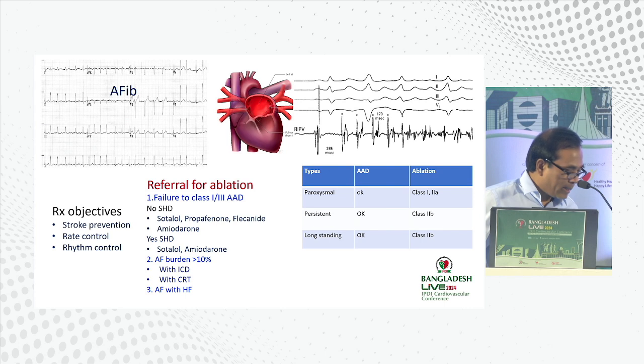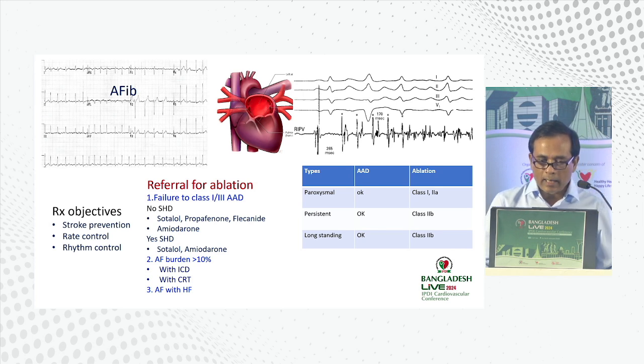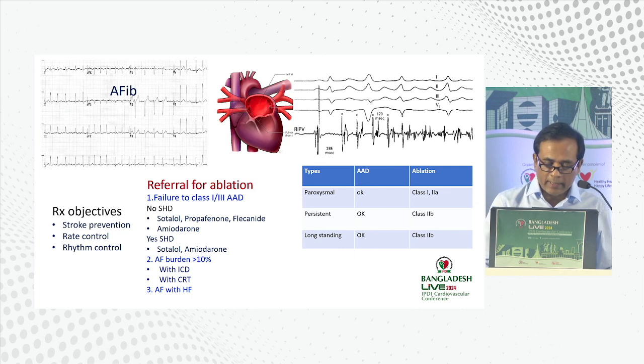In the case of paroxysmal atrial fibrillation, the indication for ablation is class 1 or class 2A. But in the case of persistent and long-standing, because of some issues, these are class 2B indications. In paroxysmal atrial fibrillation, which is the commonest, this is a class 1 or class 2A indication. But before that, every patient should be tried with medical management. This is the first recommended management for atrial fibrillation.